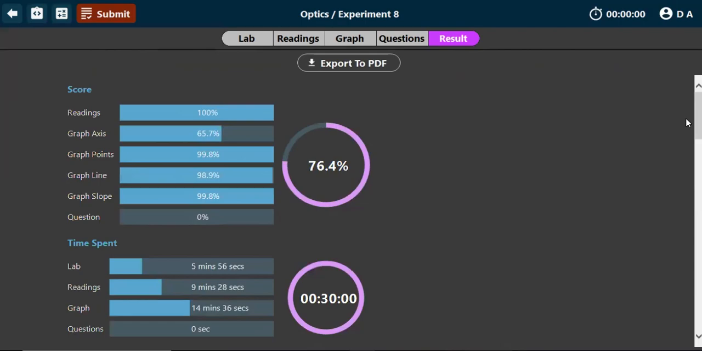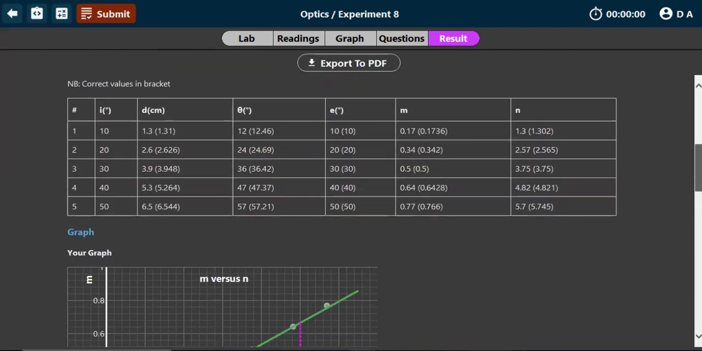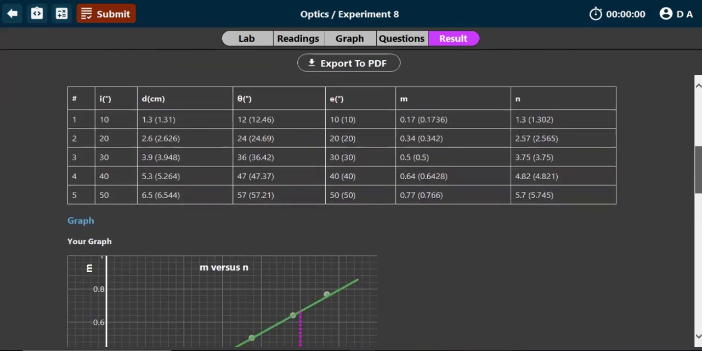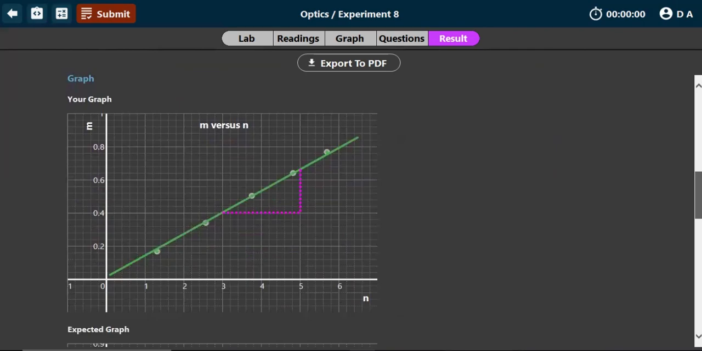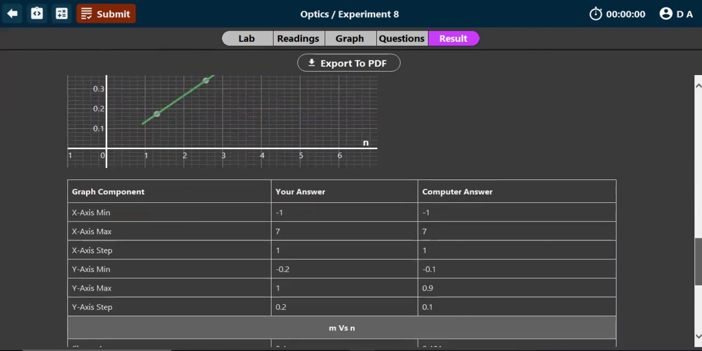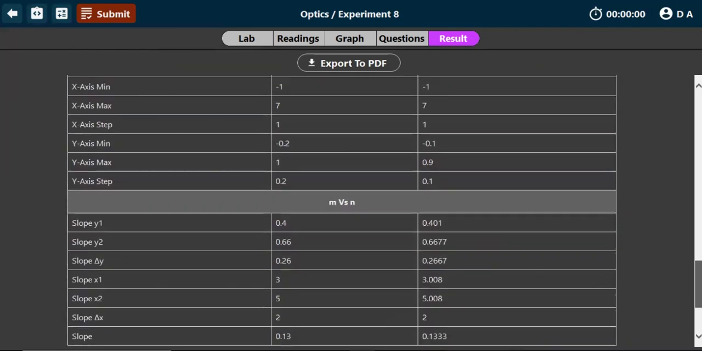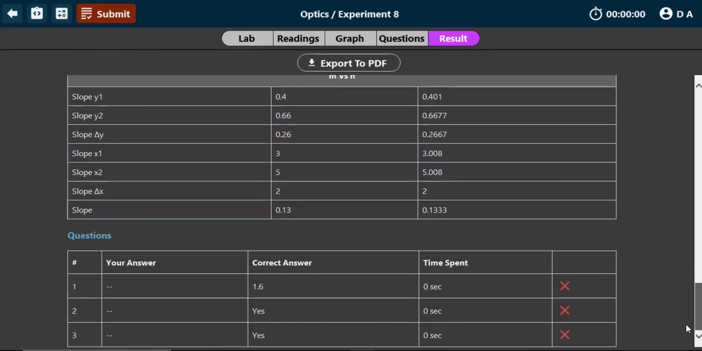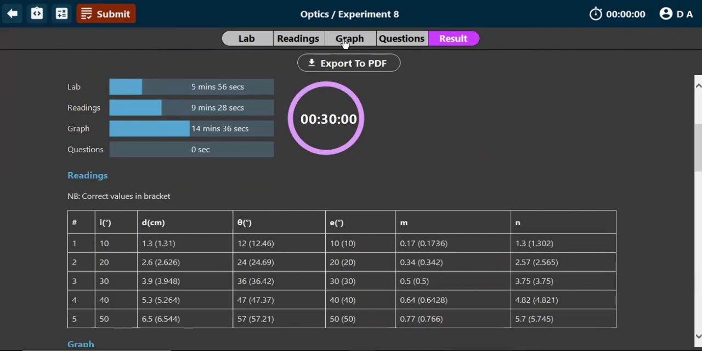So if you are running this simulation alongside me, you can easily grade yourself by submitting, and the software will grade your performance in every aspect. To grade your table of readings, to grade your graph. It will also look at the way you set your axis, and all of that. I didn't answer any of the questions, so that's why it's not graded. So this is how you expect to carry out the experiment for the 2025 optics physics practical.